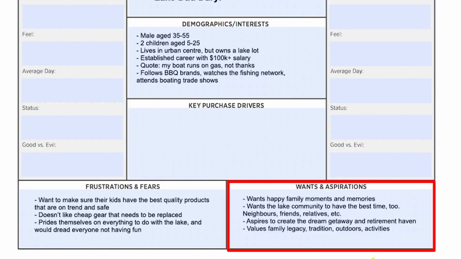He works a busy job throughout the week. He wants an amazing getaway that he can escape to with the family. We also know that Lake Dad Daryl values family legacy, tradition, the outdoors, and activities. So list out all of the wants and aspirations for your customer segment. You can do that right now. We're going to jump into the next section here.